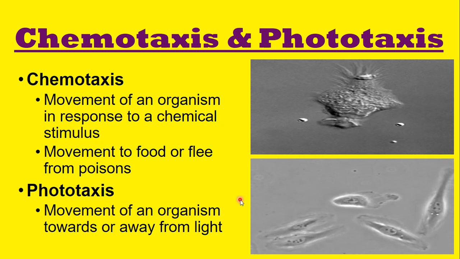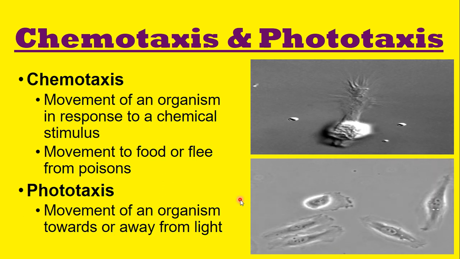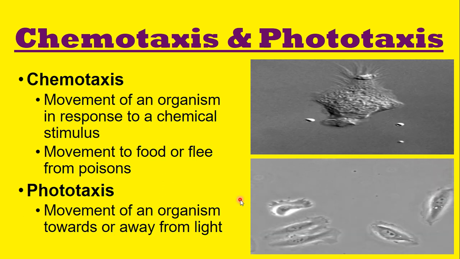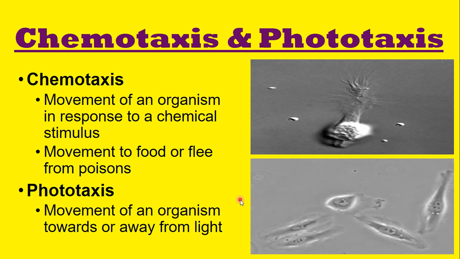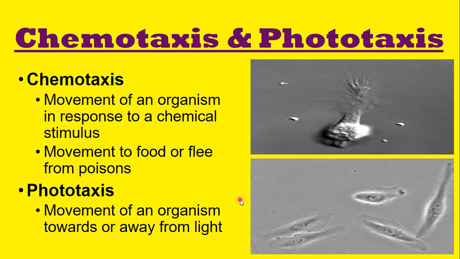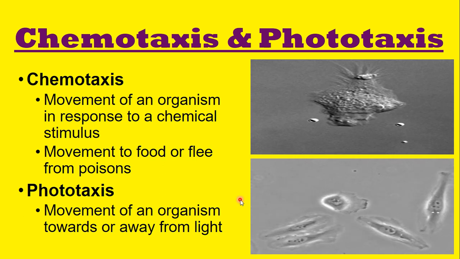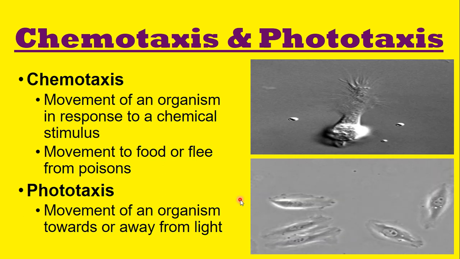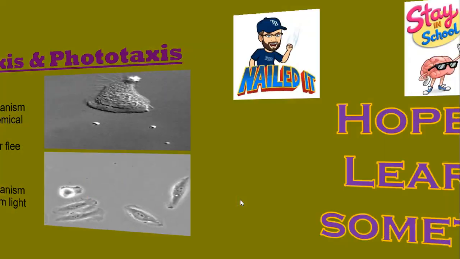I think of cockroaches. If you've never seen this happen, if you have a dark room and there's cockroaches and you turn on the light, those cockroaches are going to scatter because they do not like light at all. So these are some ways cells have adapted to survive.